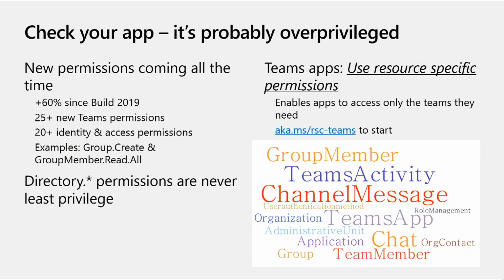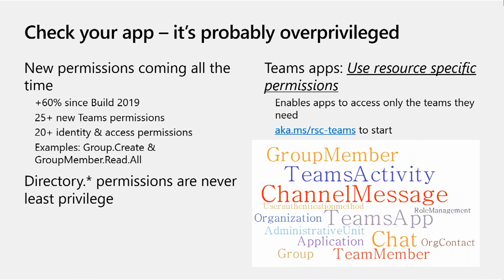So it's really easy to add new access, but many of you probably already have apps that are accessing Microsoft Graph. And one of the cool things that's happened over the last year is we've added a lot of least privileged permissions. Those least privileged permissions are new identity and access permissions, new Teams permissions. And it's a good idea to go back and check your app using that Graph Explorer experience and see if your app is overprivileged. For example, if you're using directory permissions like directory.read.all, those are almost always overprivileged permissions, giving you access to way more than your app actually needs access to.